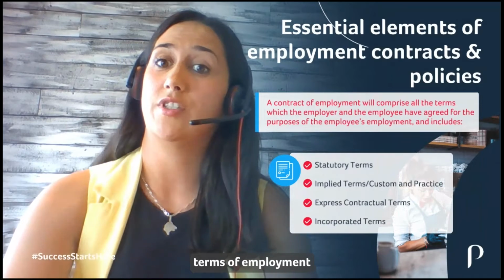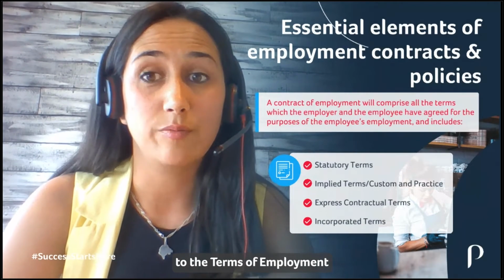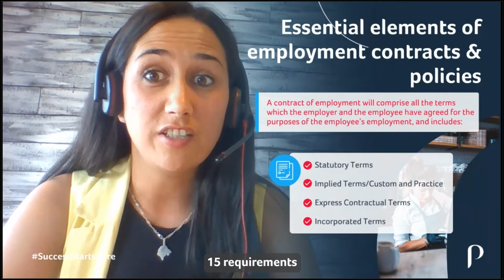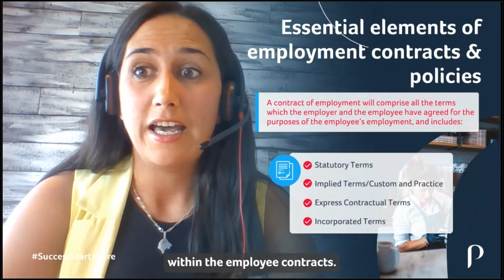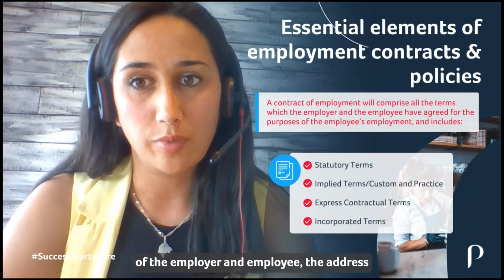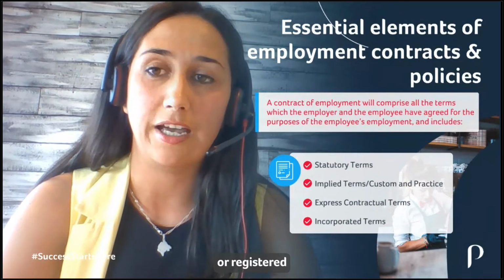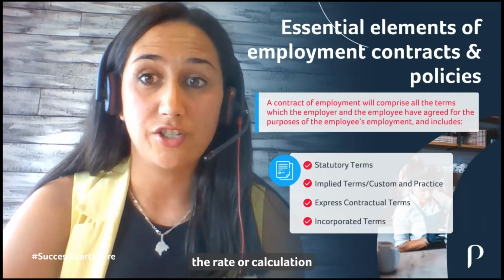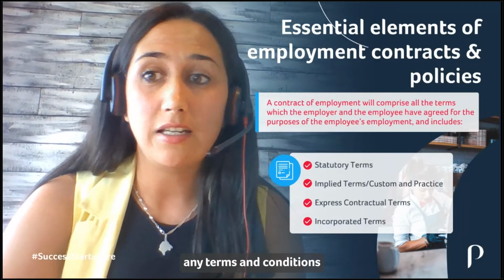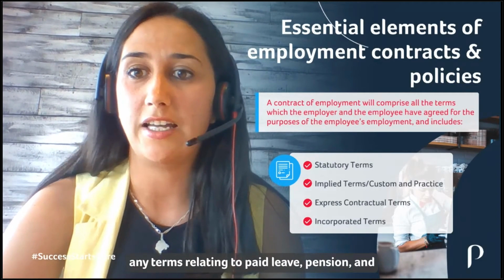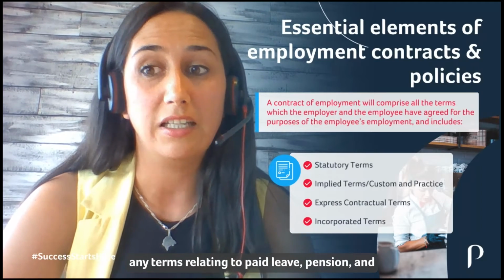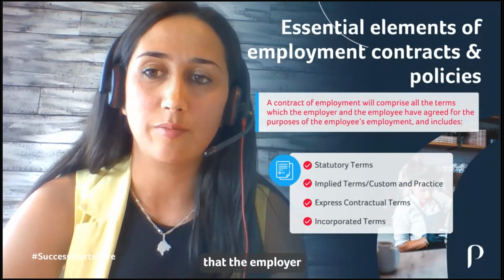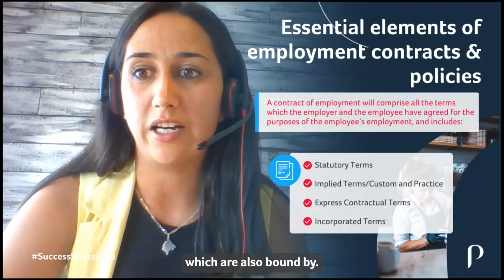So the statutory terms of employment are referred to in the Terms of Employment Act, 1994, 2001, and it says that there should be 15 requirements within the employee contracts. These range from the full names of the employer and employee, the address or registered place of work, the title of the job, the day of commencement, the rate or calculation of the employee's remuneration, any terms and conditions relating to hours, any terms relating to paid leave, pension schemes, the period of notice that the employee is required to give you, which you're also bound by, okay?